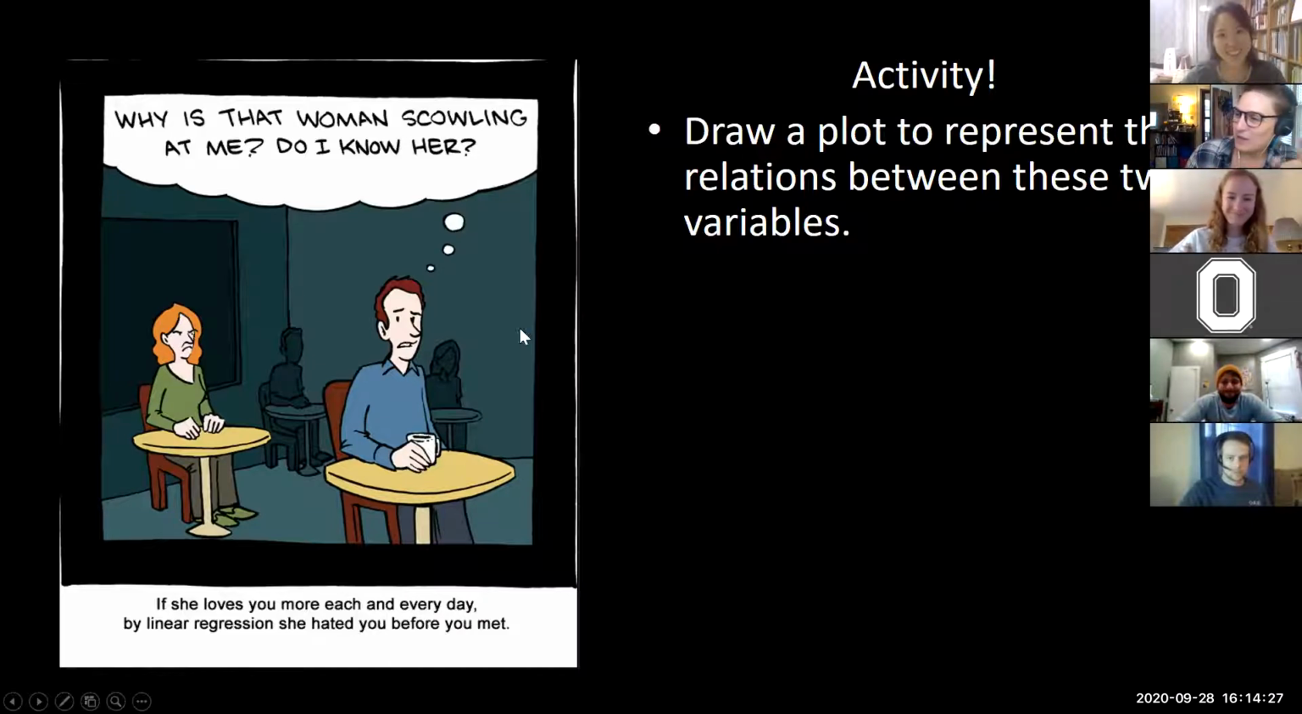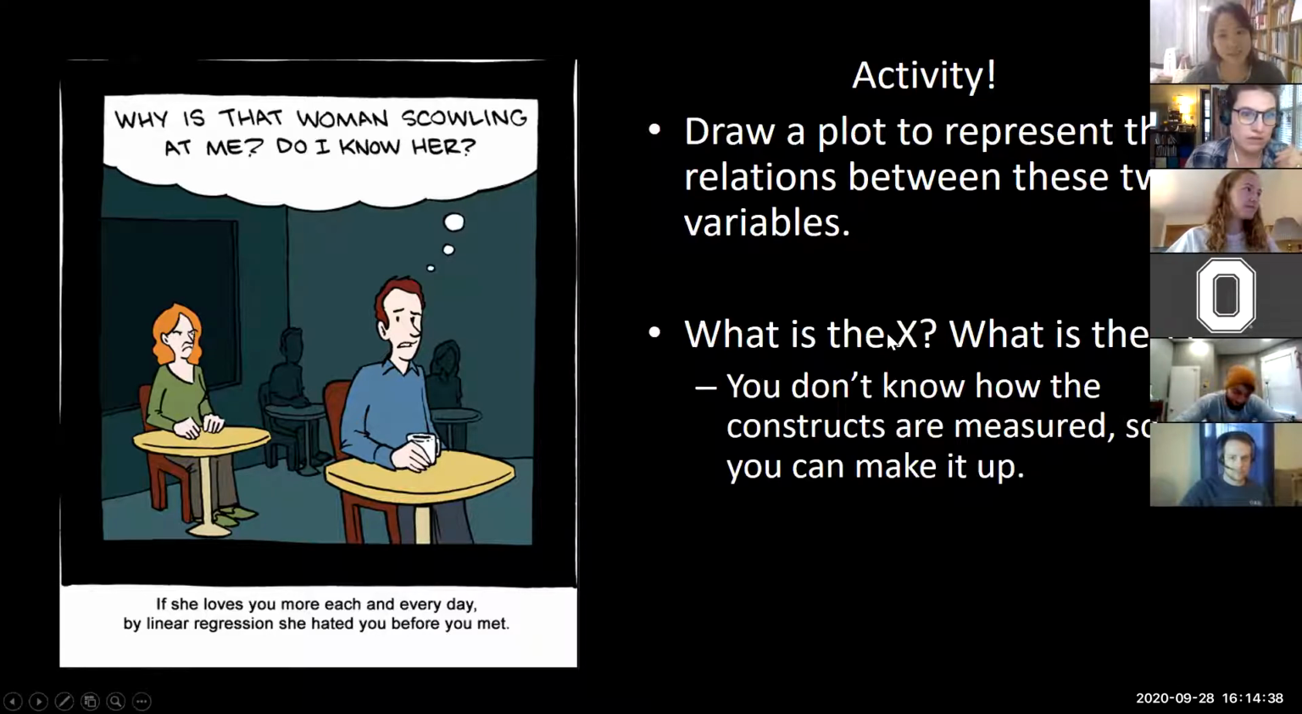And then I want you to use this cartoon as your base to draw a plot to represent the relations between these two variables. And those two variables are what you will first talk about. What's the X? What's the Y? If you don't know how the constructs are measured, that's okay. You can make something up. You are the maker-upper of things today.